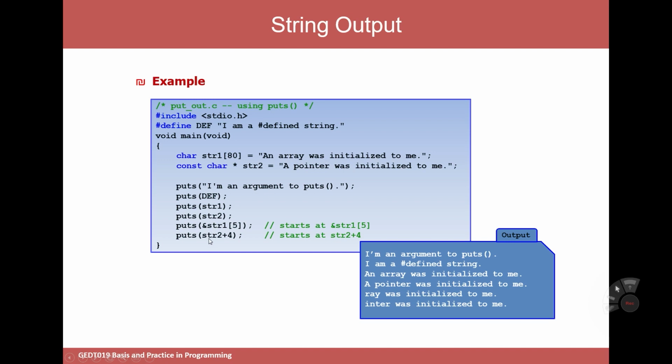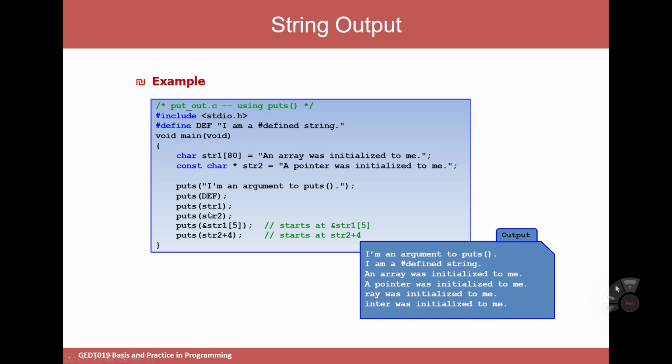Or you can put a pointer address. So you say string 2 plus 4. String 2 is the address of the first element, but I say plus 4. So 0, 1, 2, 3, 4. So plus 4, it will start from I. "Enter was initialized". So it will print "enter was initialized" to me.